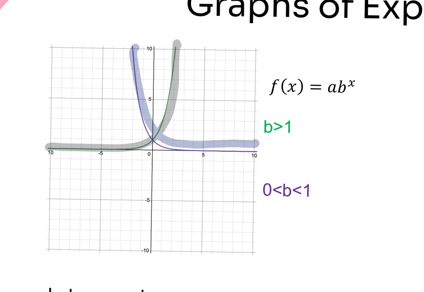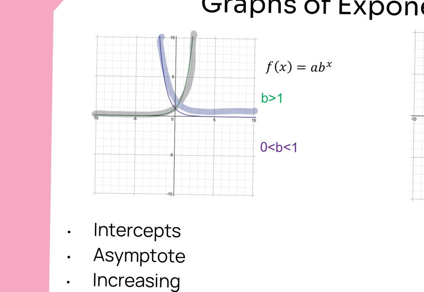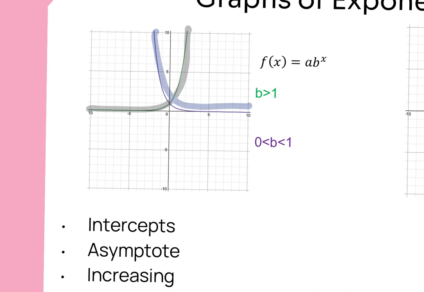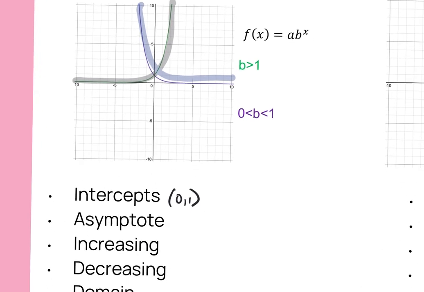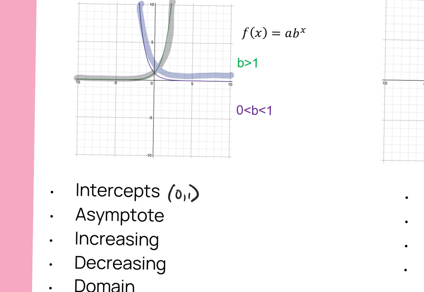So both of them have the same x-intercept or y-intercept, correct? Which would be what? (0, 1), your y-intercept, at y equals 1, right? Both of them have the same asymptote. It would be horizontal or vertical? Horizontal. And the equation of that asymptote would be y equals 0.